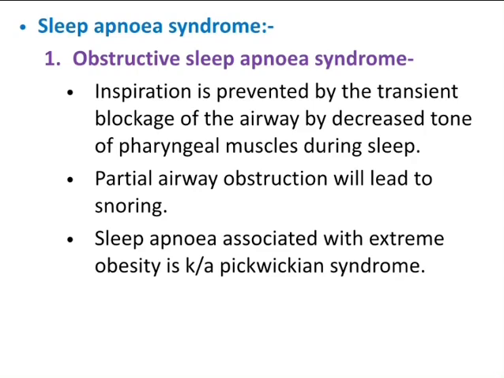Next is sleep apnea syndrome. It is of two types, obstructive and non-obstructive. First is obstructive sleep apnea syndrome. Over here, inspiration is prevented by the transient blockage of the airway by decreased tone of pharyngeal muscle during sleep. Partial airway obstruction leads to snoring. It is usually seen when a person sleeps after long, tiresome or hard work. Sleep apnea associated with extreme obesity is known as Pickwickian syndrome.